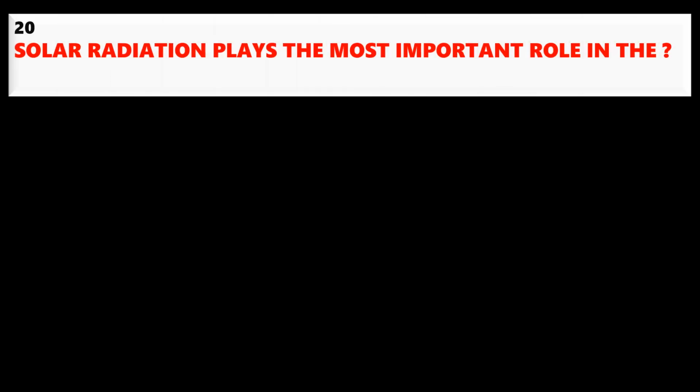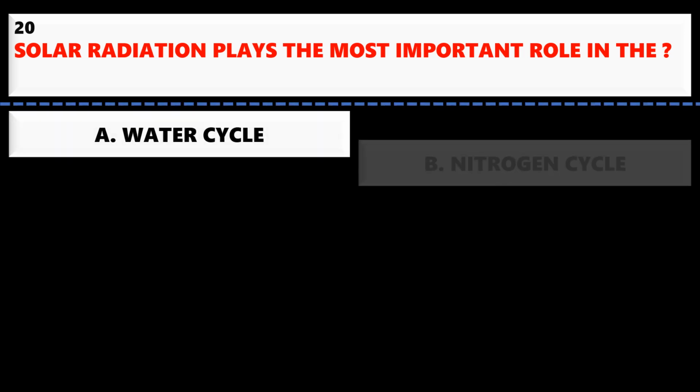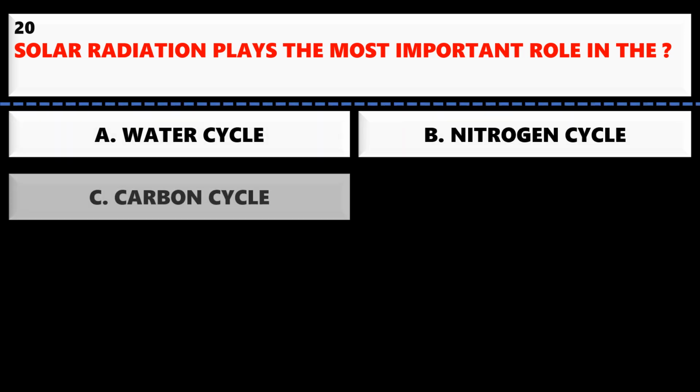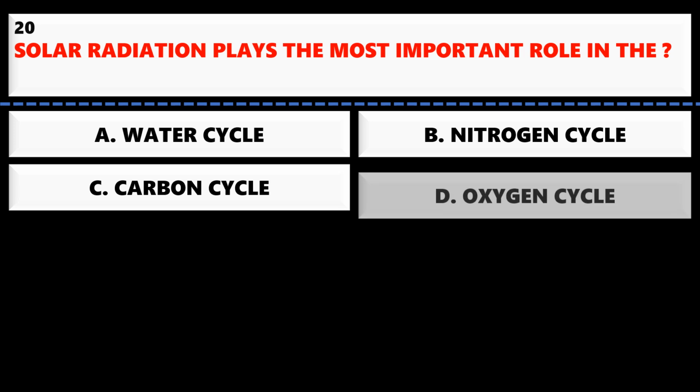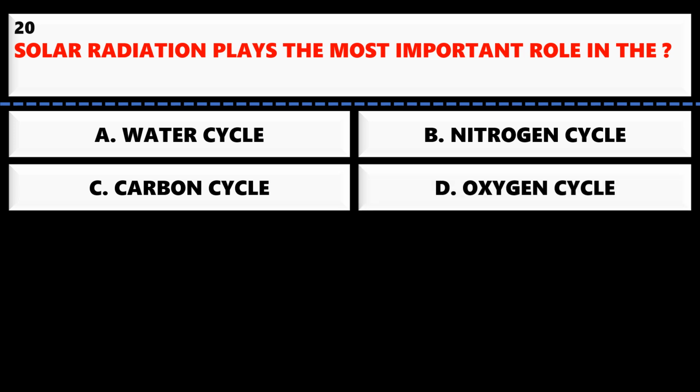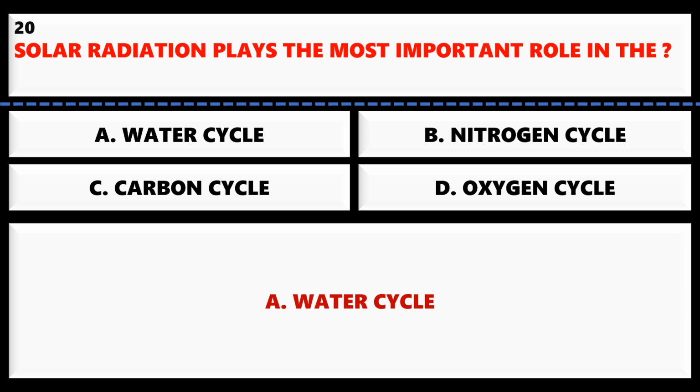Question number 20. Solar radiation plays the most important role in the, and the options are water cycle, nitrogen cycle, carbon cycle, and the last option is oxygen cycle. And the right answer is it plays the most important role in water cycle.